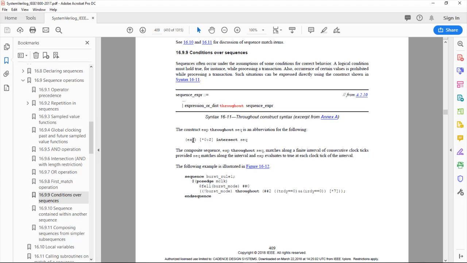So some expression, which is a Boolean, is repeated 0 to an infinite number of times, intersecting with the sequence. Intersect is a length matching of two sequences. So however long seq is, we have to have the expression true for consecutive cycles, regardless of how long that sequence is. So that concludes this video.